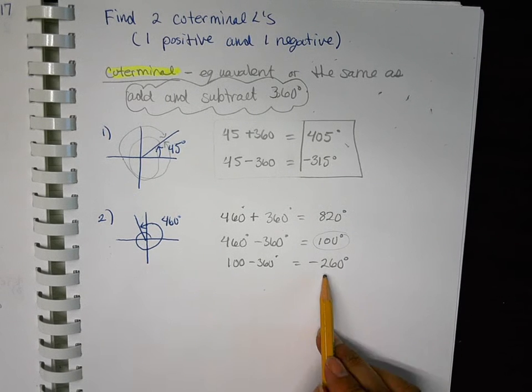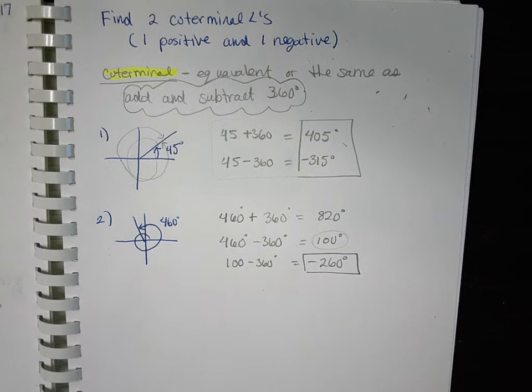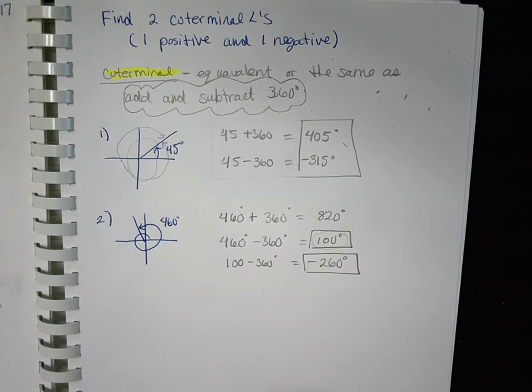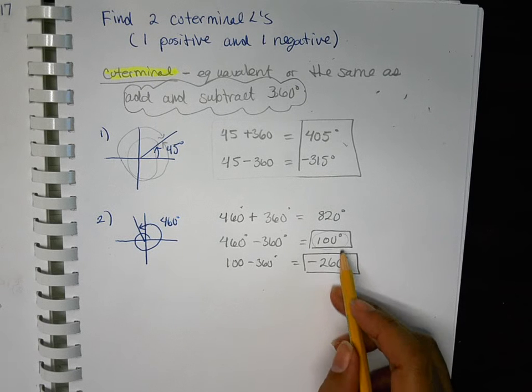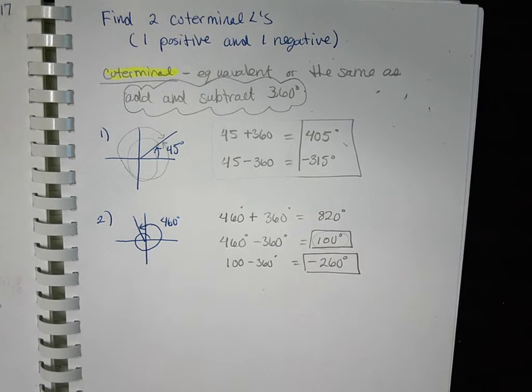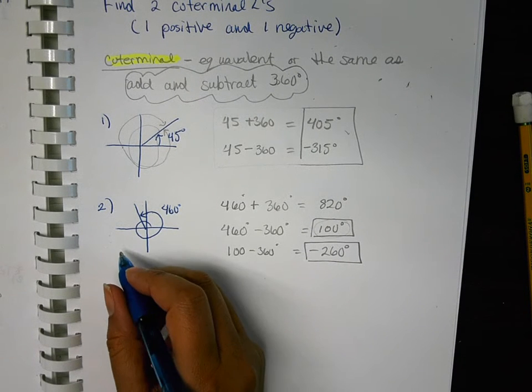Here's my 1 negative. Does it matter which positive you use? No. There are an infinite amount of answers, because you can add 360 all day long and get an infinite amount of answers. I don't need them all. We can't get them all. So you pick. If you gave me 820 and negative 260, or 100 and negative 260, both would be correct. Questions?